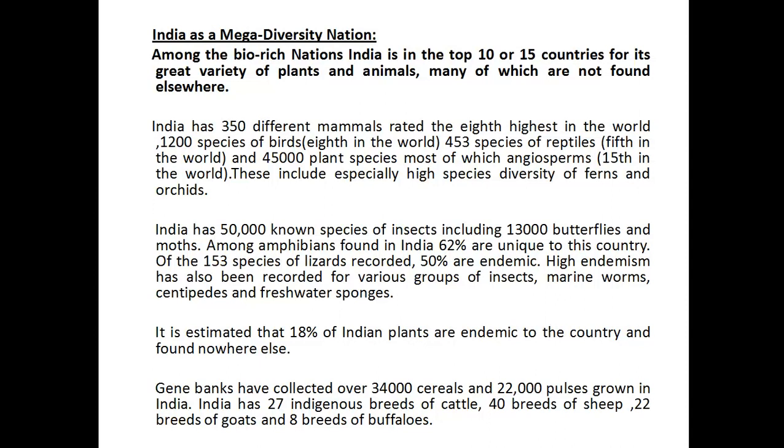Gene banks have collected over 34,000 cereals and 22,000 pulses grown in India. India has 27 indigenous breeds of cattle, 40 breeds of sheep, 22 breeds of goats, and 8 breeds of buffaloes.